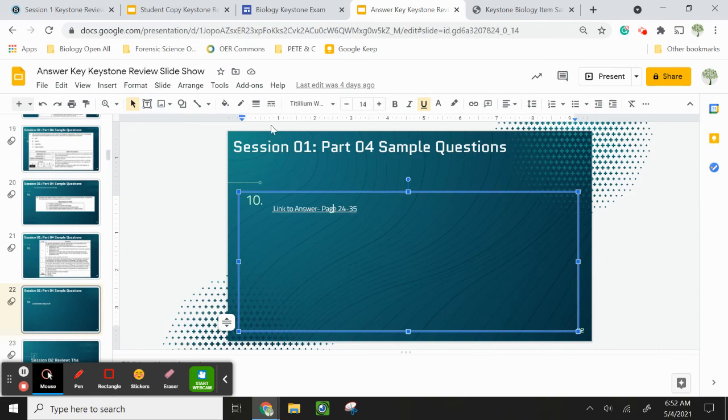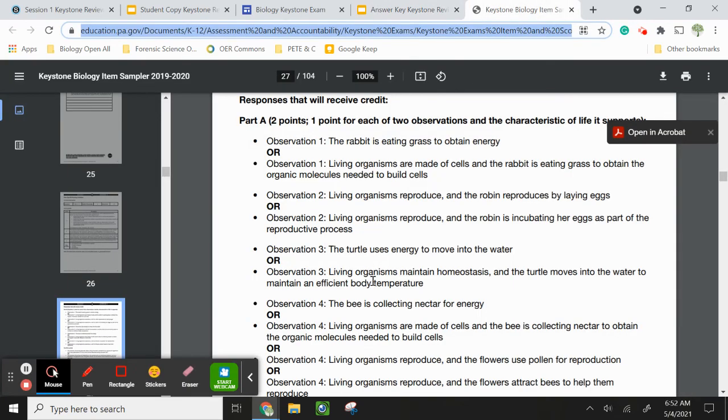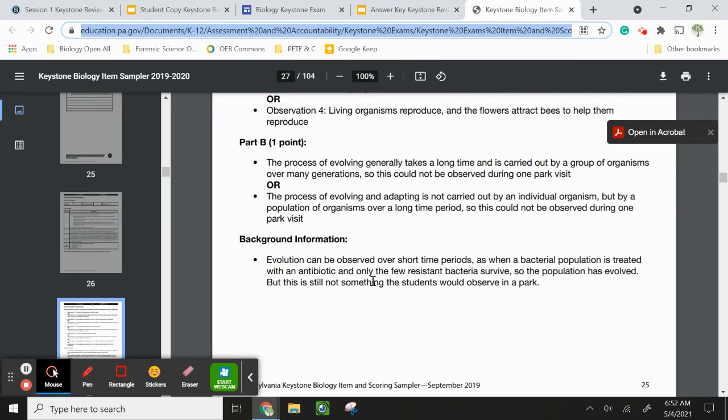And we know this because it takes many generations for that to occur. So the process of evolving generally takes a long time, carried out by a group of organisms over many generations. So you could not observe it in one park visit. Or you could also say the process of evolving and adapting is not carried out by an individual organism, but by a population over a long period of time. So it could not be observed during one park visit. So both of those would be fine.